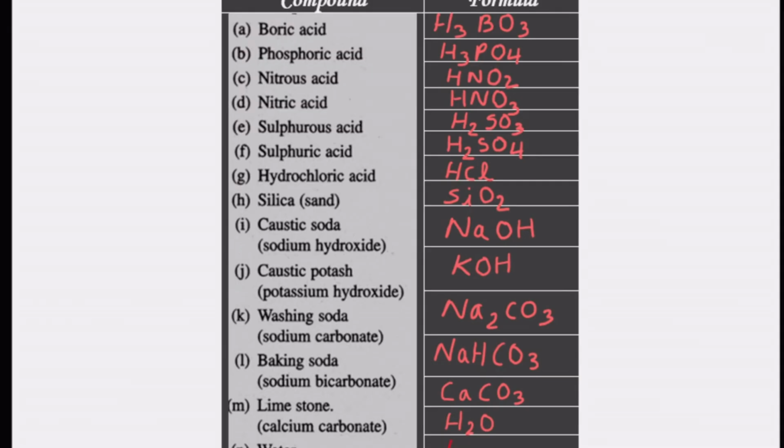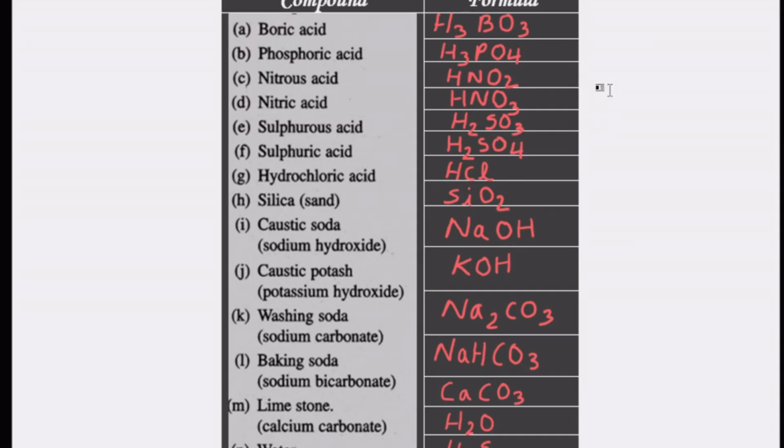Hydrogen sulfide, H2S. Ammonia, NH3. Next one is phosphine. Phosphine is PH3, made of phosphorus and hydrogen. Methane, CH4. So these are the correct answers for the given compounds and their formulas.